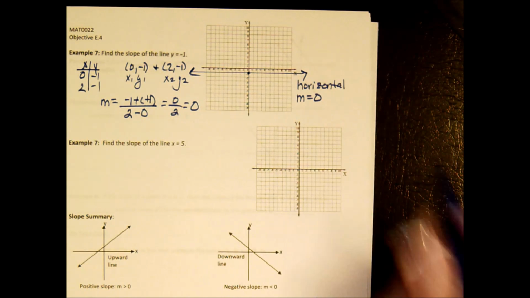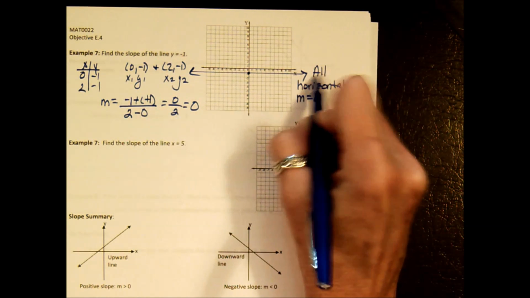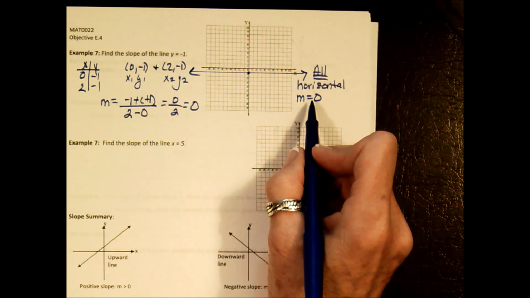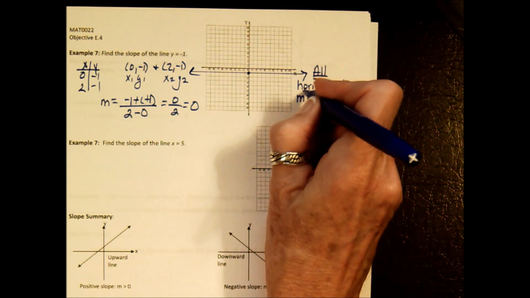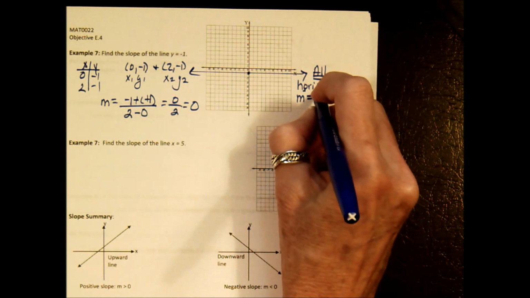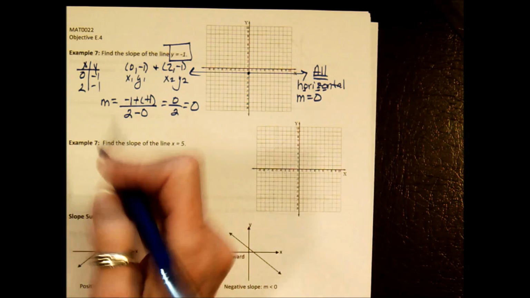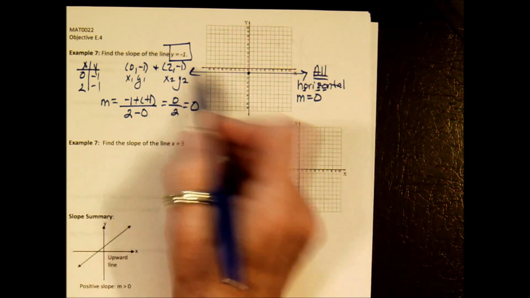And that will be true for all horizontal lines. They will have a slope of 0. You can remember that. The word horizontal has zeros in it, and it also has a Z for 0. Horizontal lines have 0 slope. So if you memorize and you know that y = some number represents a horizontal line, you don't have to do all of this. You can say, oh, well, I know that slope will be 0 then.